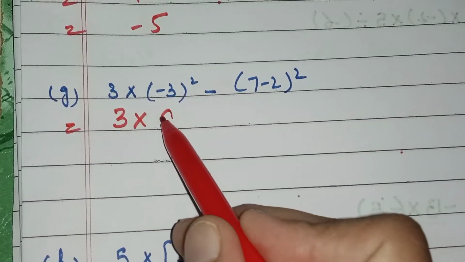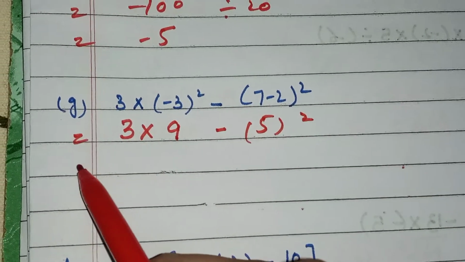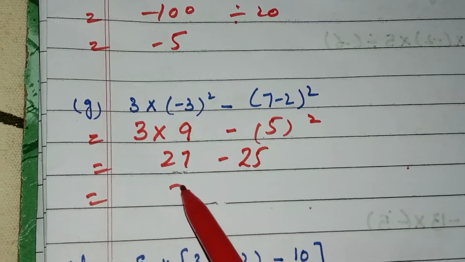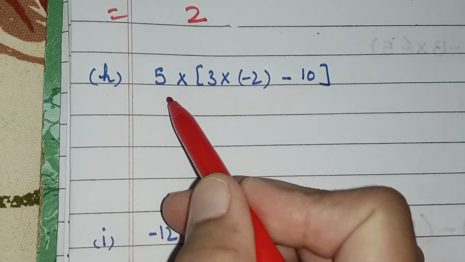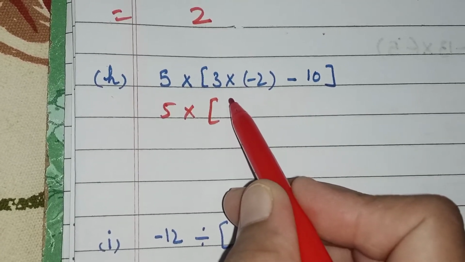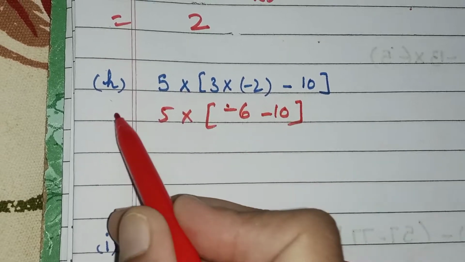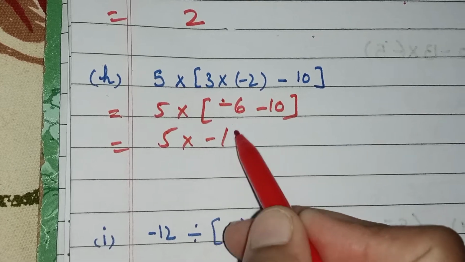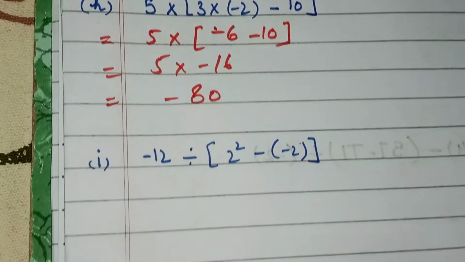Here, minus 3 squared is 9, minus 7 minus 2 is 5 squared, 27 minus 5 squared is 25. The answer is 2. Now part H, 5 into, I solve the bracket first. 3 into minus 2 is minus 6 and minus 10. I apply the addition and the sign is minus. When I multiply these, I receive minus 80.